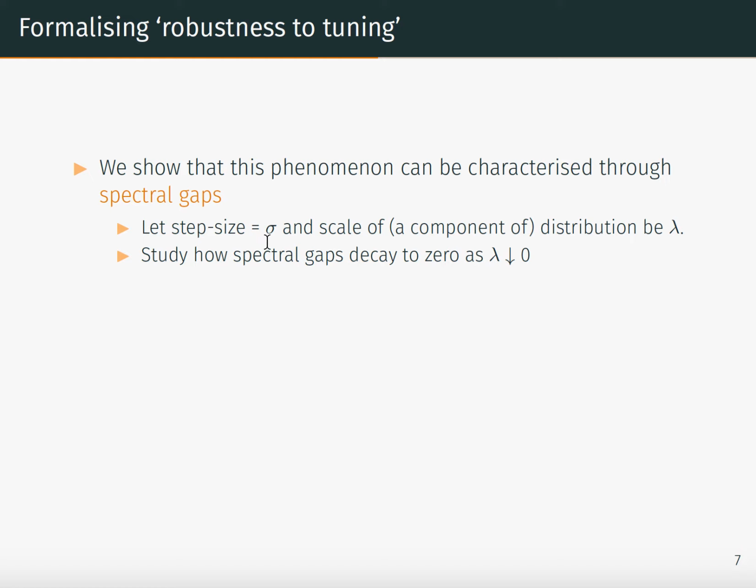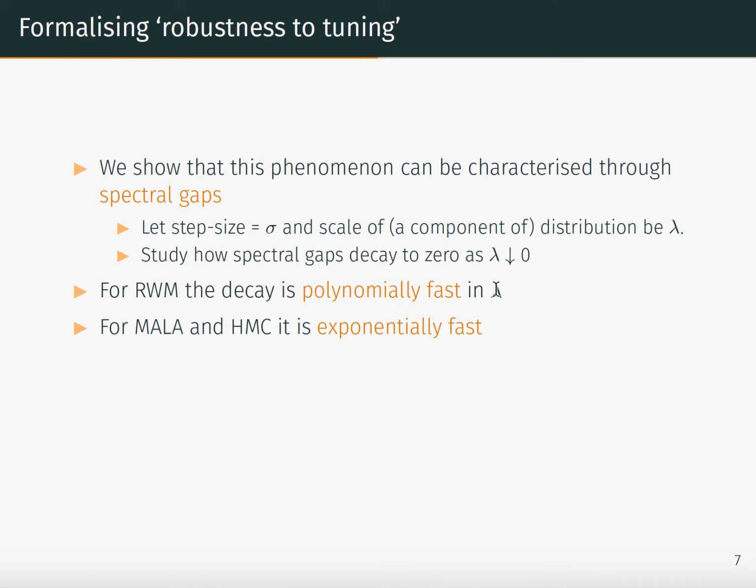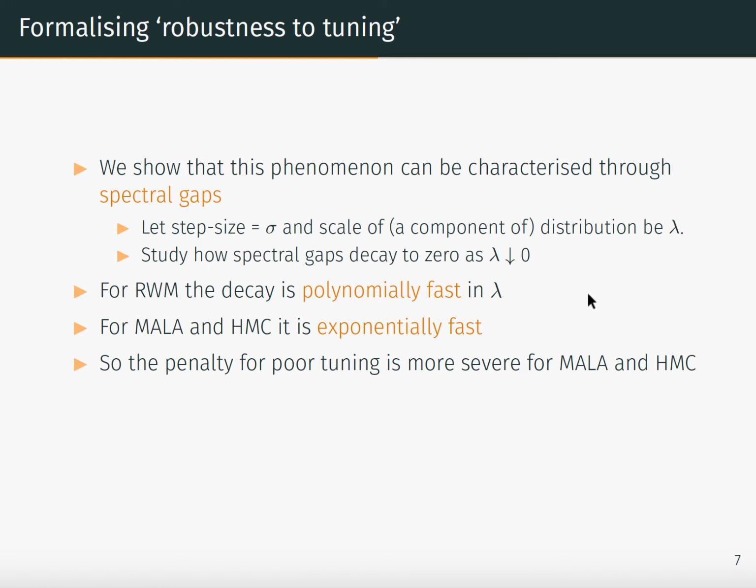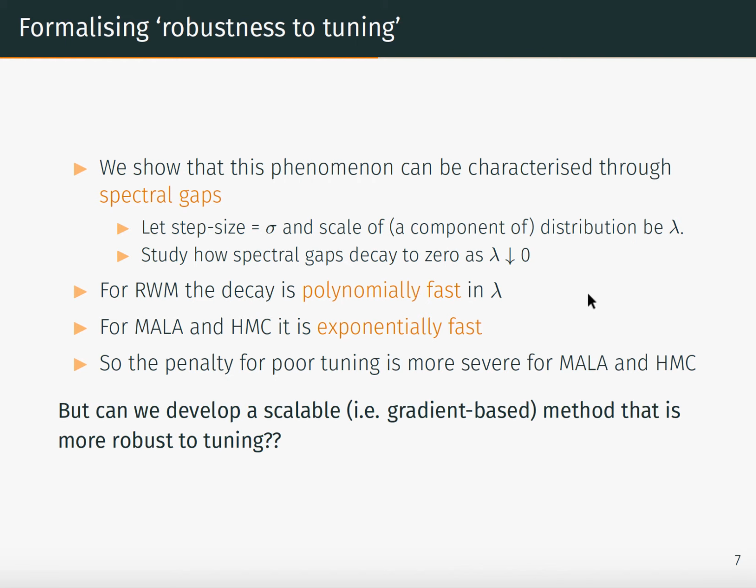So we let the step size be fixed, and we take the scales of the target distribution to be smaller and smaller, and we study how the spectral gaps decay to 0. We find that for the random walk Metropolis, the spectral gaps decay polynomially fast in this degree of mismatch, whereas for the gradient-based methods, they decay exponentially fast. So this suggests that the penalty for poor tuning is more severe for MALA and HMC. The natural question to ask is, can we develop a gradient-based method that is more robust?